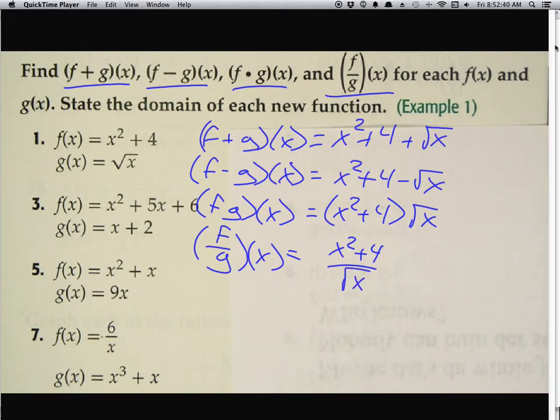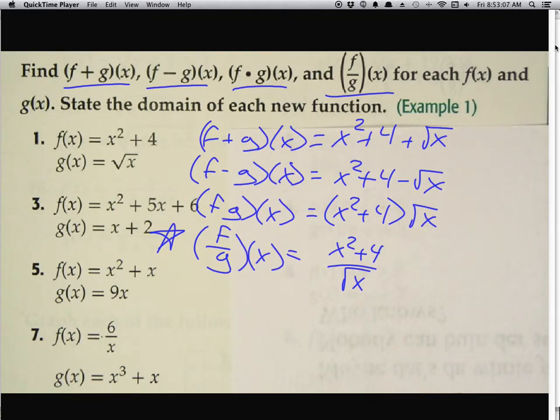So those are function operations, adding functions together, subtracting them, multiplying functions, and dividing functions. Those are your function operations that we're talking about in our learning goal. Okay, now it says state the domain of each new function. I don't want to go through and state the domain of each new function, but I do want to go in and state the domain of the last one, the f divided by g of x. So it's a good refresher on how to find domain.